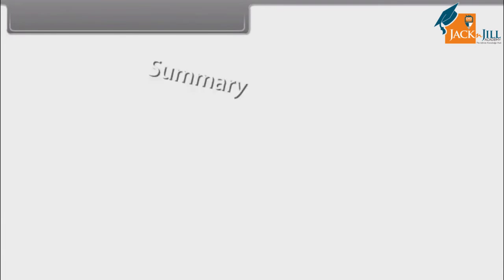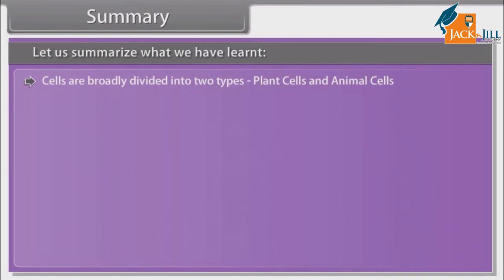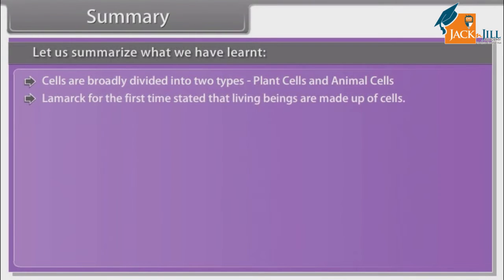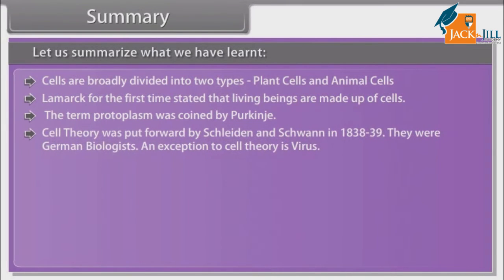Summary. Let us summarize what we have learnt. Cells are broadly divided in two types, plant cells and animal cells. Lamarck for the first time stated that living beings are made up of cells. The term protoplasm was coined by Purkinje. Cell theory was put forward by Schleiden and Schwann in 1838 to 1839.